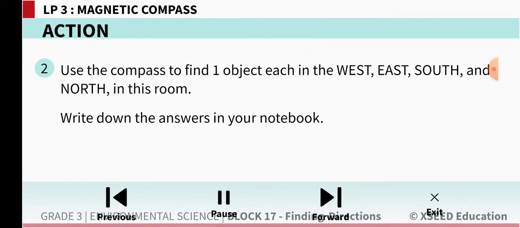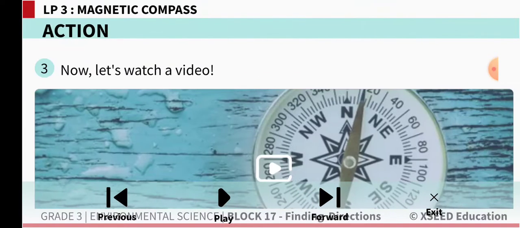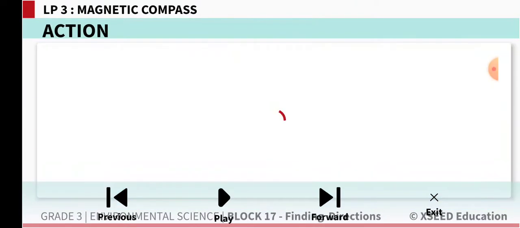Use the compass to find one object each in east, west, south, north direction. So when you keep this compass in your room, can you write the name of one object which is towards the north, south, east, west, either a window or a door or the wall or a table or a TV? So one object which lies in each direction you should write in your notebook. Now let us watch this video.